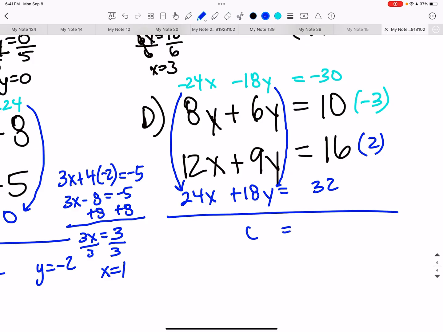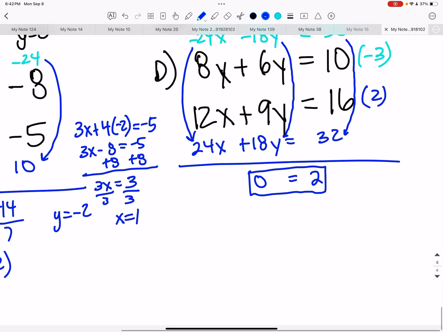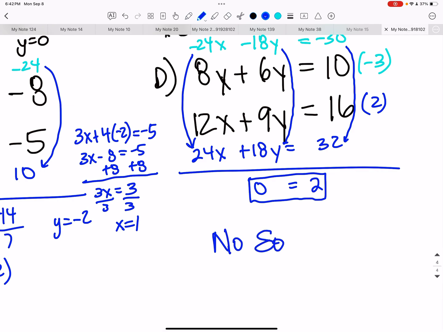All right, I have no letters in this. I have nothing on this side. This is going to be a weird problem. Negative 30 and positive 32, the positives win by 2. When your letters go completely away, it's going to be infinity solutions or no solutions. This is never true. 0 does not equal 2. Never. No solution.